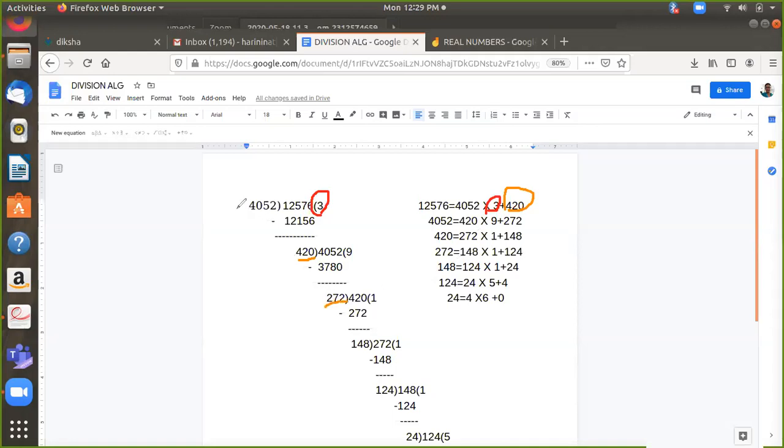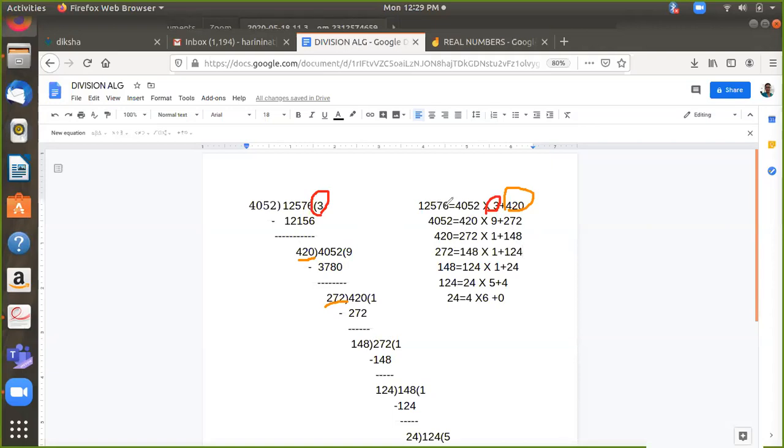Can you see how I have taken this into the algorithm form? Then the third step. Now, what is your new dividend? 420. What is the new divisor? 272. How many times does it go? 1. So dividend equals divisor into quotient plus the remainder, 148. Now your new dividend is 272. Can you see? In cross, it is coming like this.